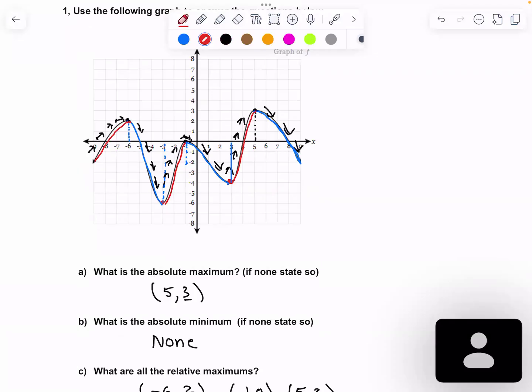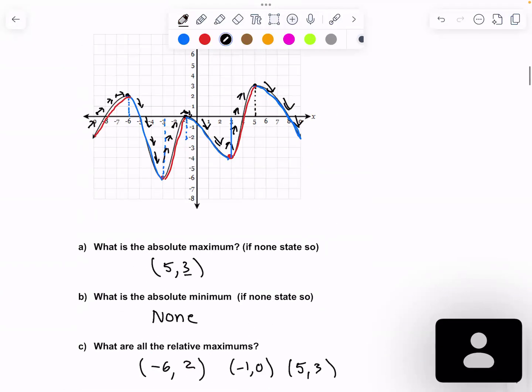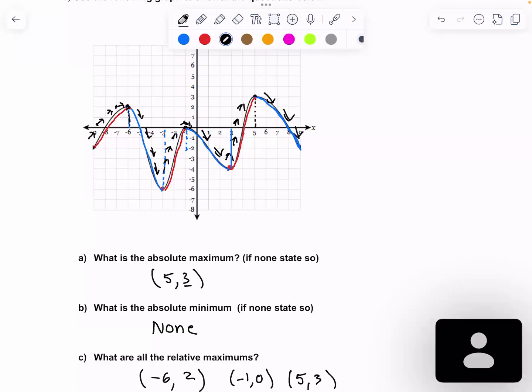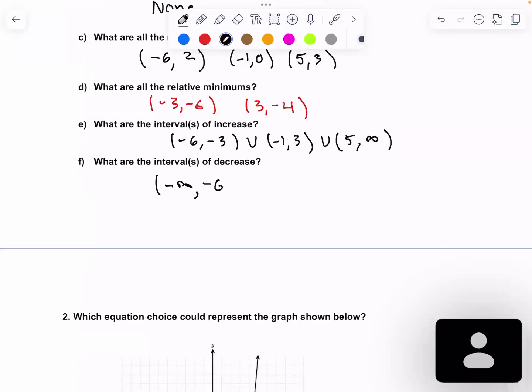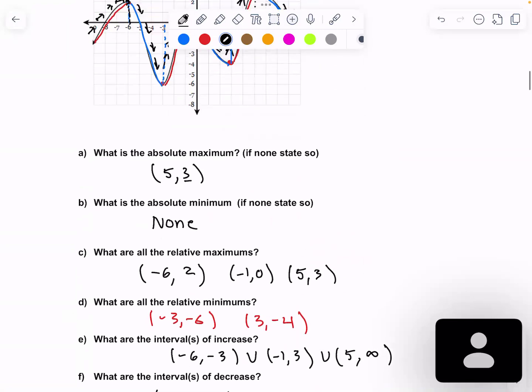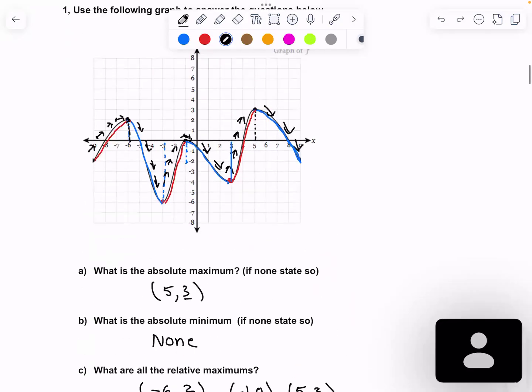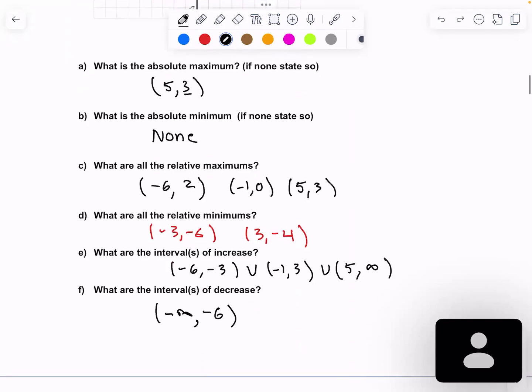So it looks like it starts off from the left forever because it's going down forever. So this would be negative infinity. That just means from the left all the way to this point right here, which looks like -6. It's decreasing. Oh gosh, I did, these were all decreasing. So instead of putting them in the right place, I put increase. Now we're doing increase. My fault. These are decreasing.